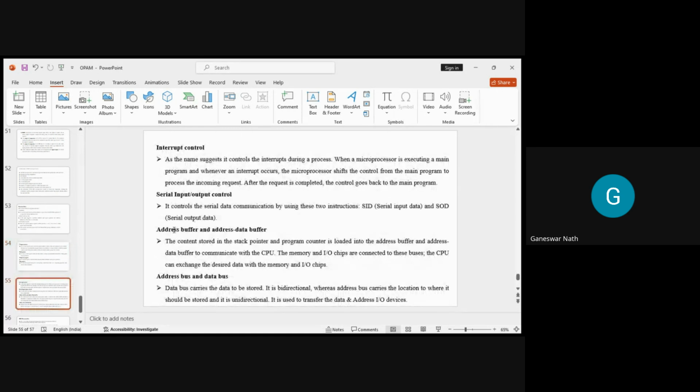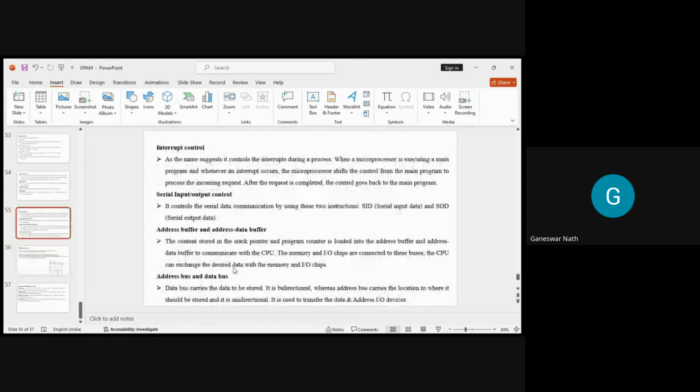And similarly, there are the interrupt control, the serial input/output control, the address buffer, address/data buffer, address bus, and data bus. So these are all the functional units of the microprocessor.